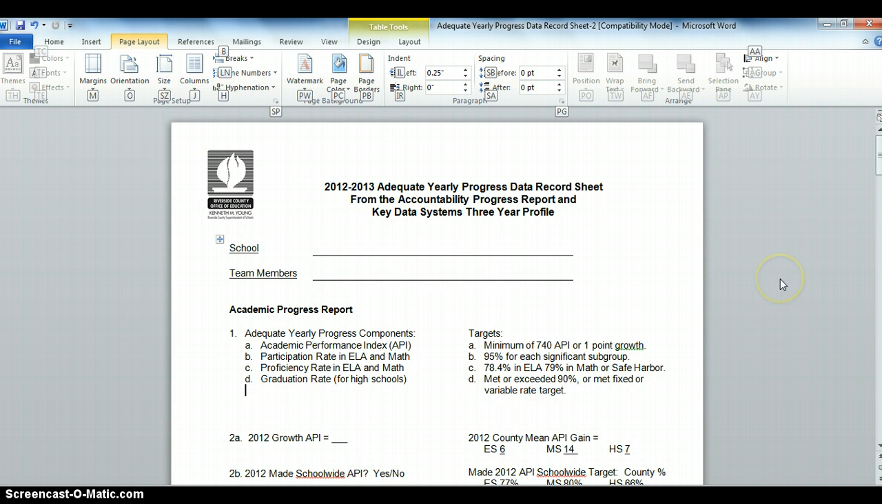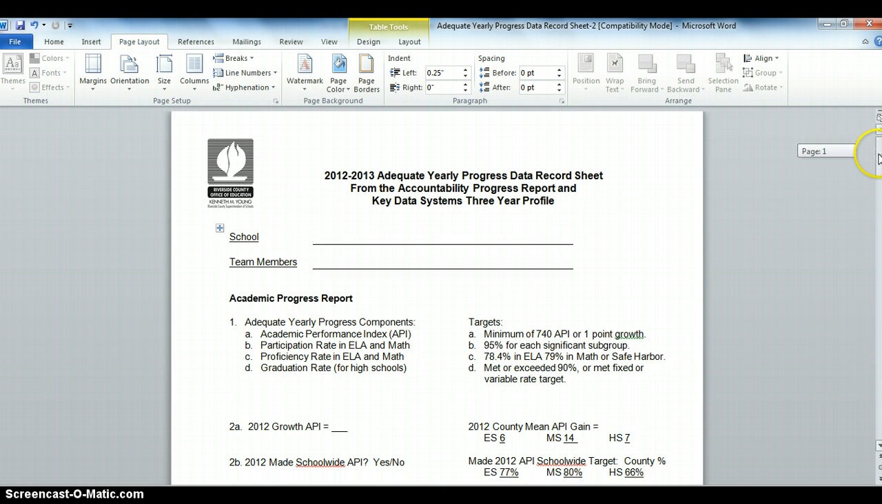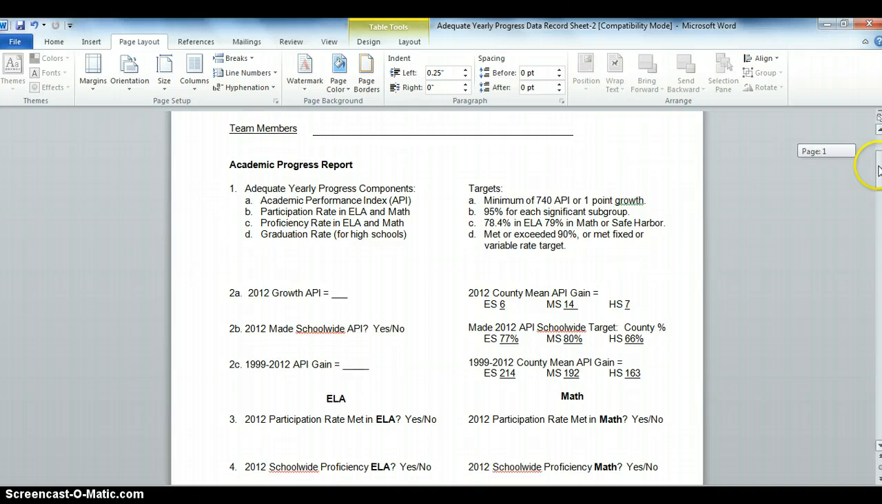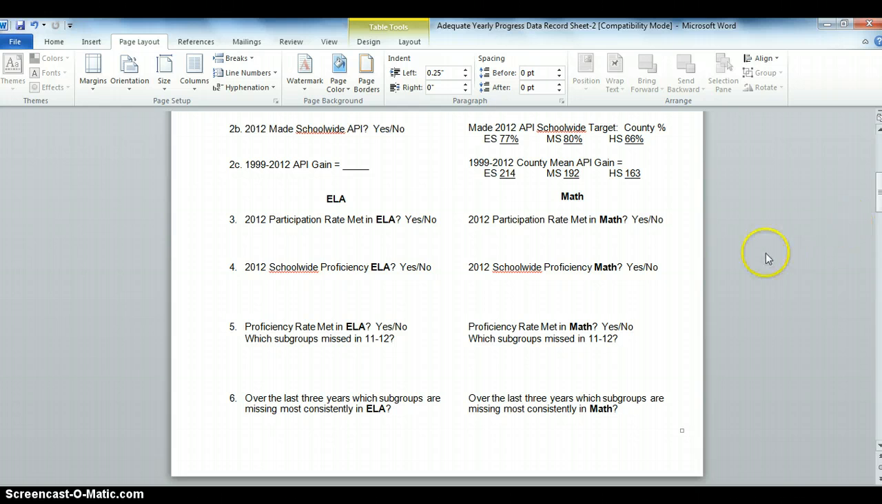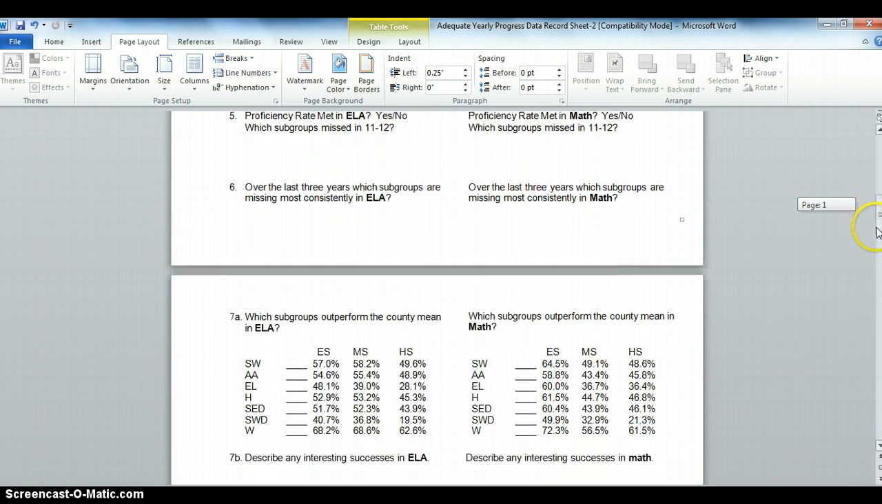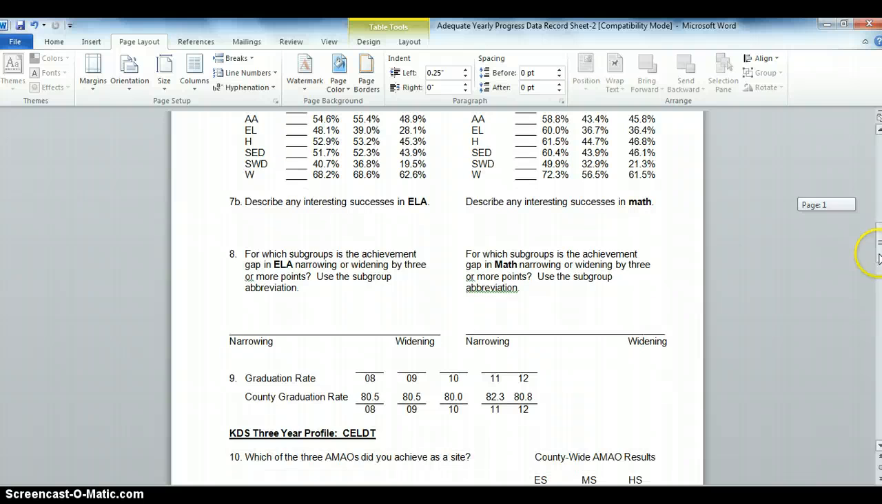Okay, so we're back at the AYP data record sheet. At this time, if you'd go ahead and write in your school name here and your team members here, I'll preview what's on this record sheet. The first thing we'll talk about is adequate yearly progress, what it's composed of. Then we'll talk about API and how your school's performed on API compared to the county means on the right side of this document. Then we'll get into ELA, English Language Arts and Math, especially in terms of the CST performance. And that'll take us to the back side, and we'll talk about whether or not your school is widening or narrowing the achievement gap.